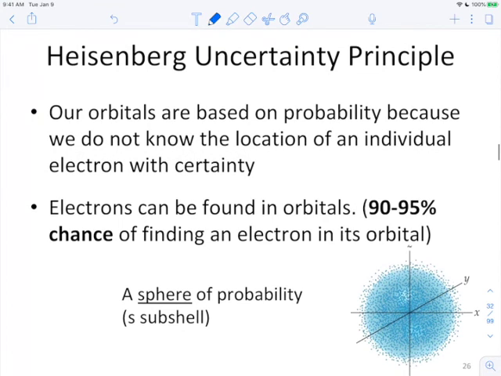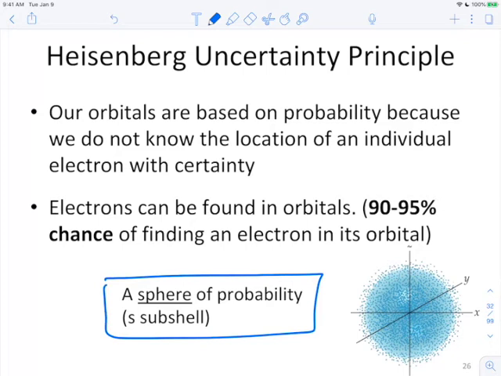Again, our orbitals are based on probability because we cannot know exactly where the electrons are. So electrons can be found in the orbitals, again, 90 to 95% of the time. And again, this is the sphere of probability, and the one you're looking at right now is called the S subshell, or we often refer to it as the S orbital. So any questions on anything here?